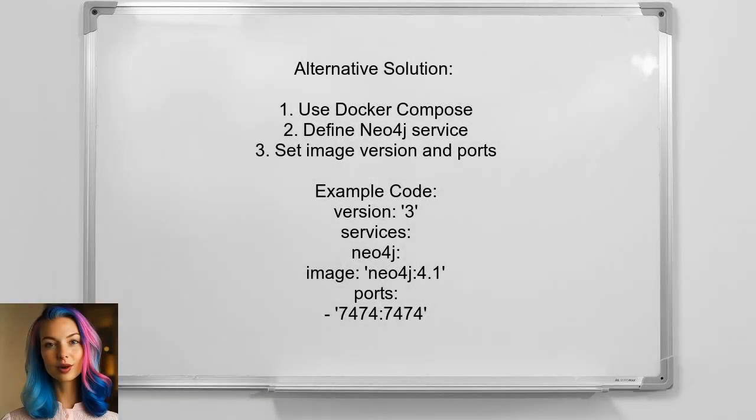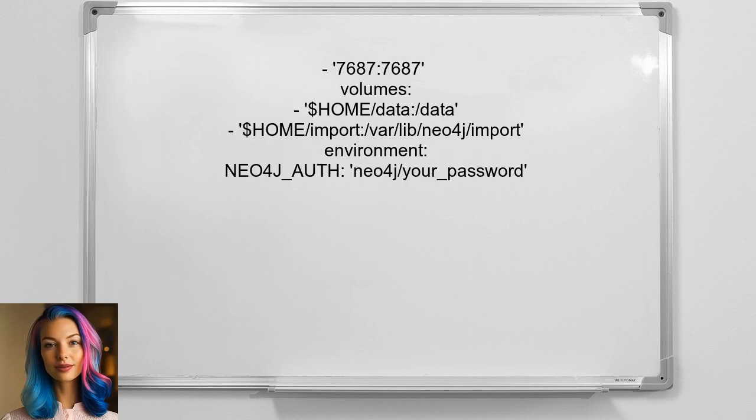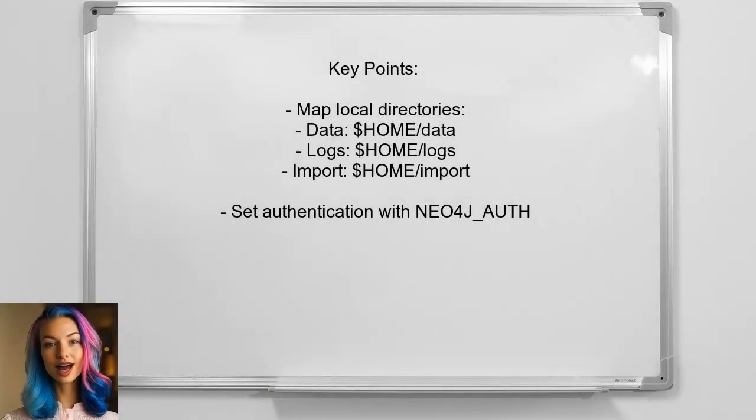An alternative approach for setting up a Neo4j Docker container with initial data involves using a Docker Compose file. This user suggests defining the Neo4j service with specific configurations. In this setup, you can map local directories for data, logs, and import files, ensuring that your initial data is accessible when the container starts.